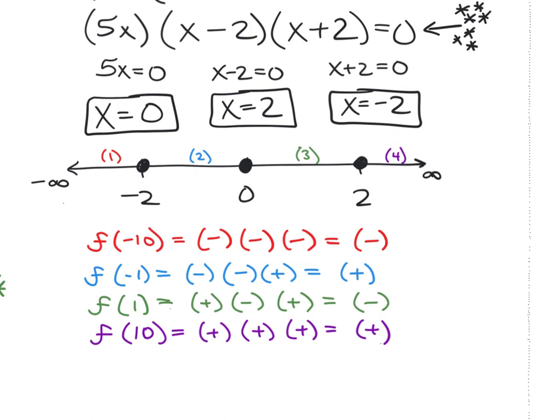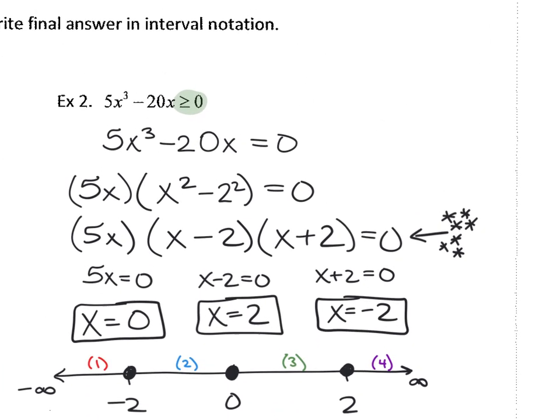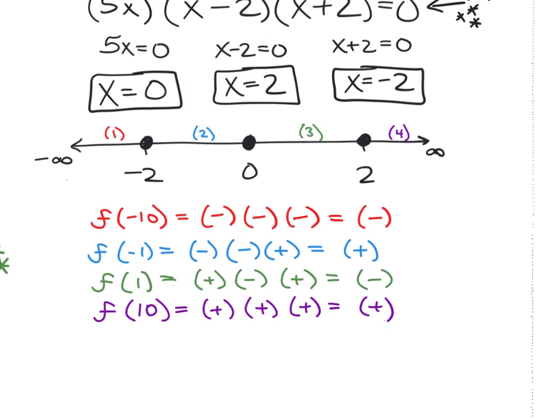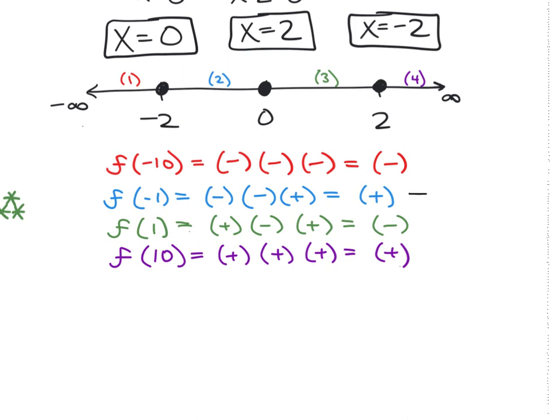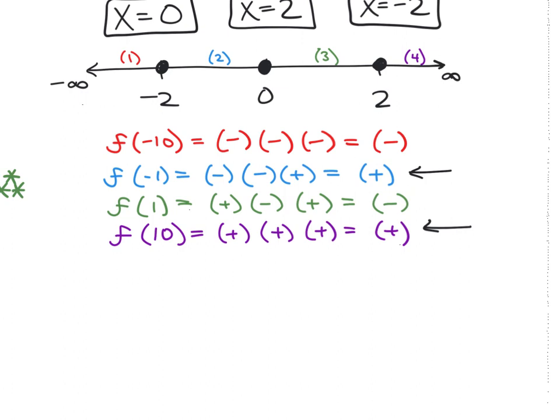But if we go back to the actual question here, what are we trying to even answer? What's the original question? It's asking for where the graph is above or below? Above, so positive. So we want these two sections here, this one and this one, those are the two intervals that I would color in on my number line.